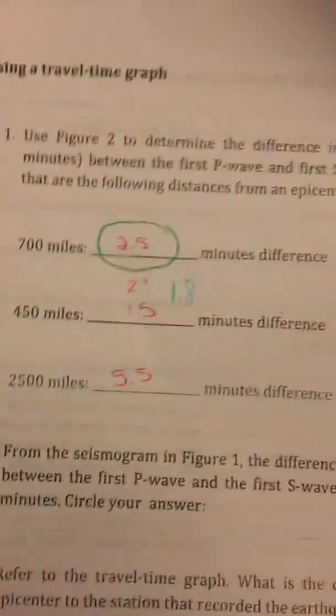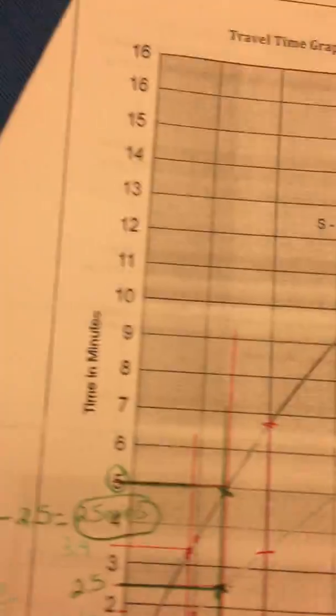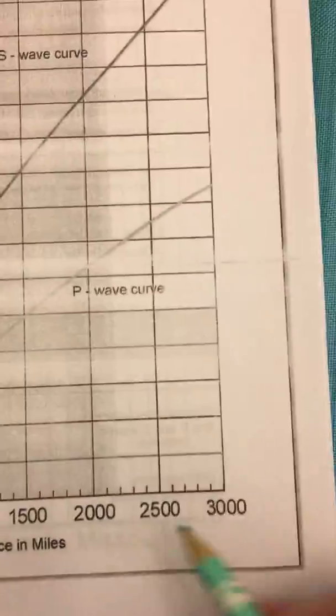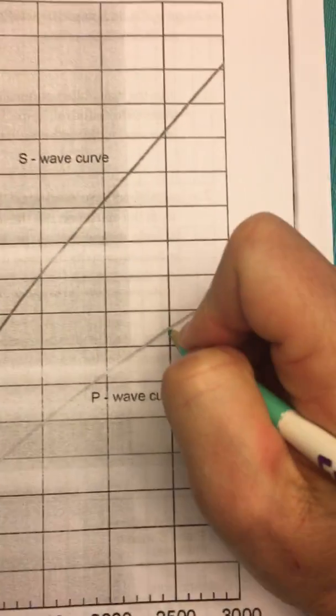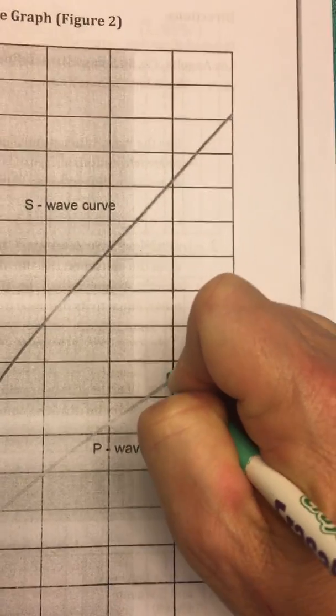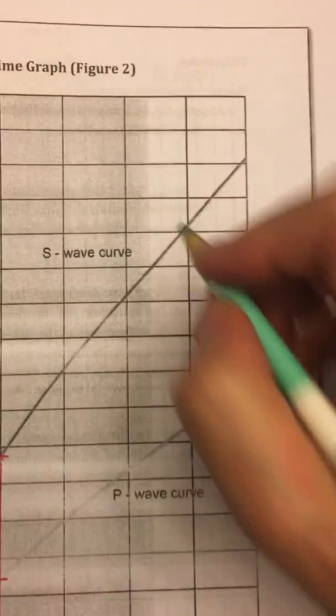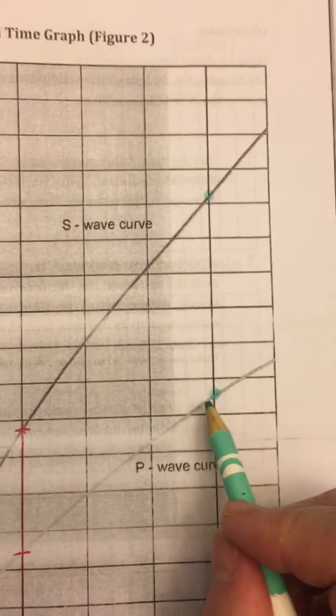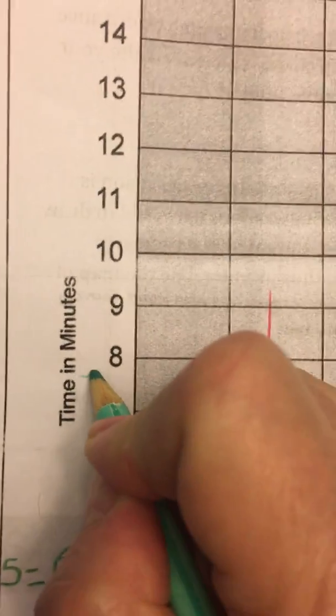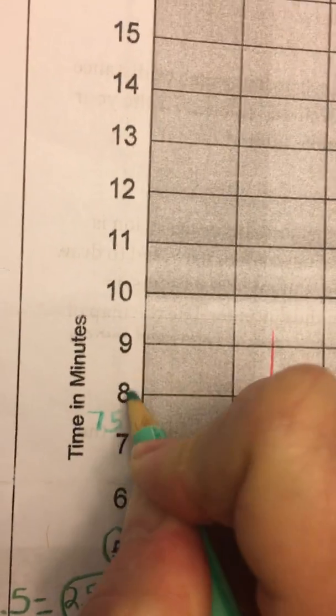All right. And then finally, the last one was for 5.5 minutes difference. Yes, for 2,500 miles. Okay, so at 2,500 miles, this is awesome because it already has a nice dark line. So I don't even have to draw my lines with a ruler. I can just go up and mark where it crosses the P line and the S line. And so I'm going to extrapolate over here, and I'll see that my P is just about exactly half. So 7.5. It's halfway between 7 and 8.